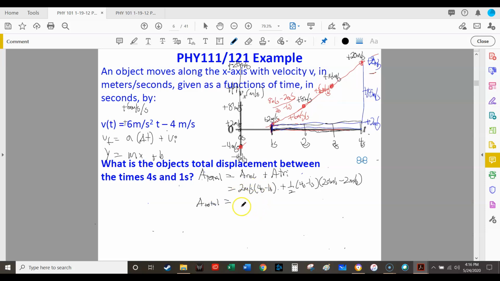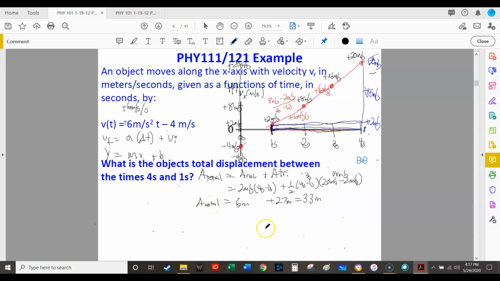2 times 3, that's going to be 6 meters, plus, what is that? That's 3 seconds, and this is going to be 18 meters per second. 18 divided by 2 is 9, times 3 is, so that's 27 meters. So that total area is going to be a total area of 33 meters.